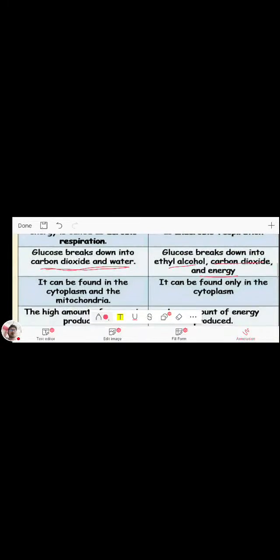So end products: glucose breakdown gives carbon dioxide and water. Here glucose breakdown gives alcohol, carbon dioxide and energy. It is found in cytoplasm and mitochondria. It is found in only cytoplasm. In aerobic respiration, a high amount of energy is produced. In anaerobic respiration, less energy is produced.